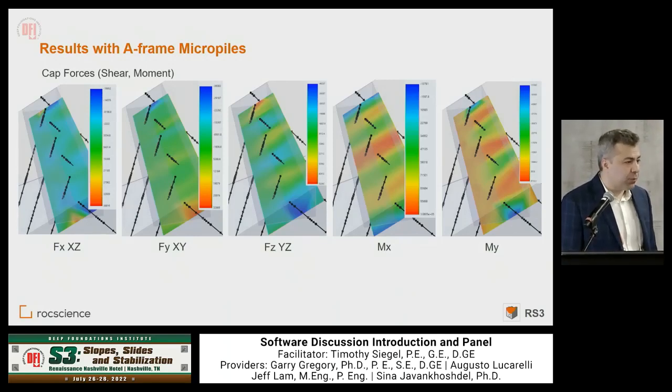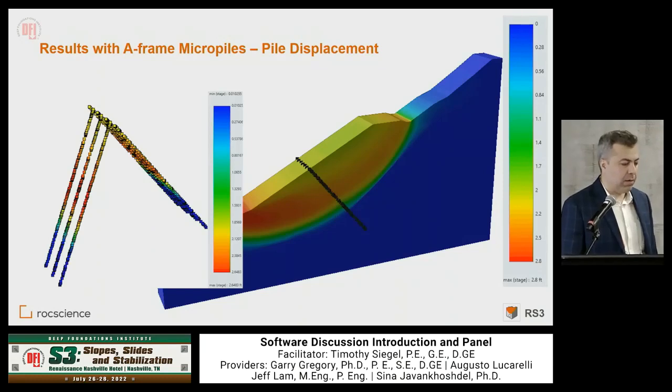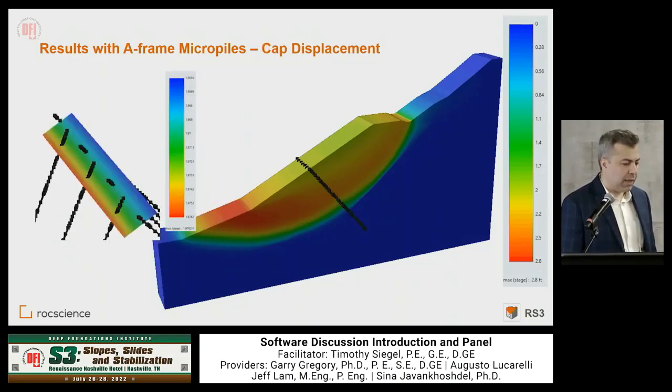This is the cap. For the cap, you can see shear at different orientations. You can see different moments, Mx and My. And you can look at the total displacement as well for the whole model, for the piles, and for the cap in the RS3 model.